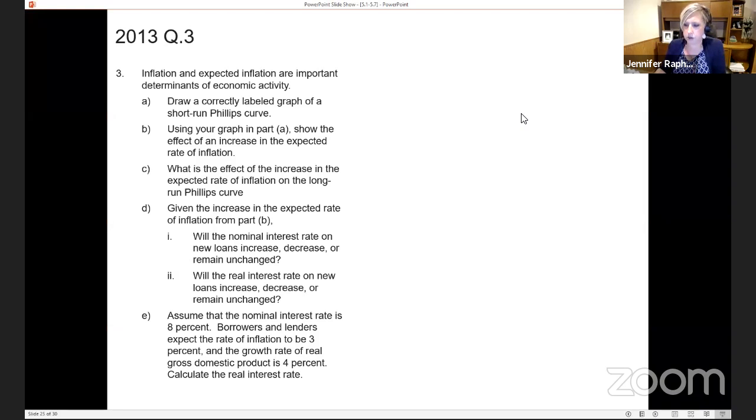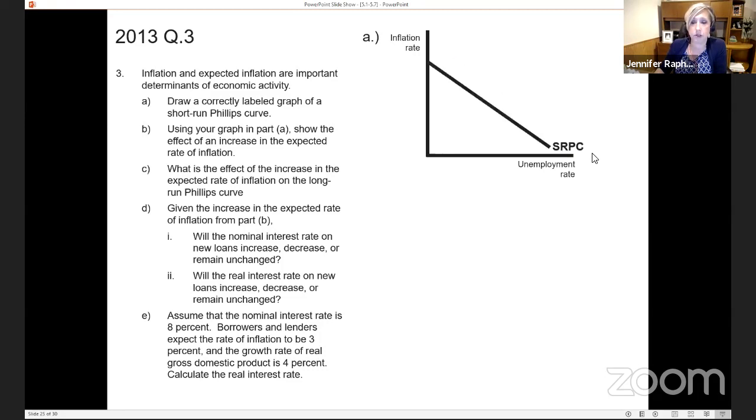So this is the 2013 question 3. It starts by reminding us that inflation and expected inflation are important determinants of economic activity. Part A asks us to draw a correctly labeled graph of a short-run Phillips curve. So for part A, you would want to have inflation on your vertical axis, unemployment on your horizontal axis, and show that short-run trade-off with a downward sloping short-run Phillips curve.